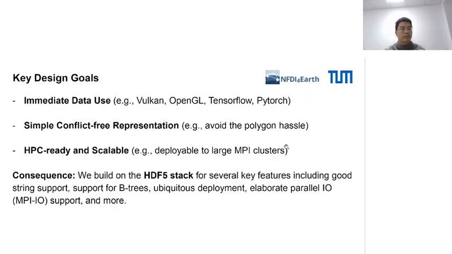Therefore, here are some key design goals for the AtlasHDF. The first is we want to facilitate immediate data use, for example, in the rendering of the OpenGL or with AI models or machine learning models in TensorFlow and PyTorch. Second, we want to provide a simple and conflict-free representation of the OSM data. For example, we want to avoid the multi-polygon hassles in the OSM.